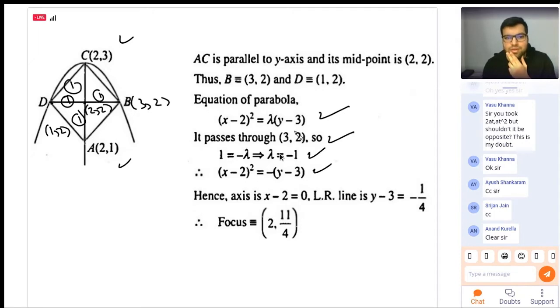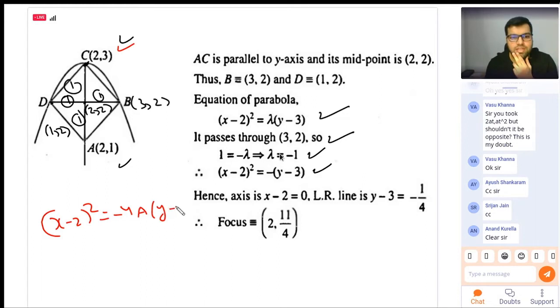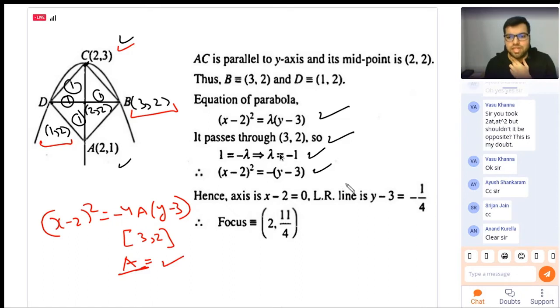Any downward facing parabola with the vertex 2 comma 3 will be x minus 2 whole square equals minus 4a into y minus 3. Then we just satisfy any of the points 3 comma 2 or 1 comma 2. So put 3 comma 2 over here. You will get the value of a. Once you get the value of a, you can get the focus. So this is the textbook approach. You can consider working by any one of these methods. Either of the two methods will work. Okay. Next.